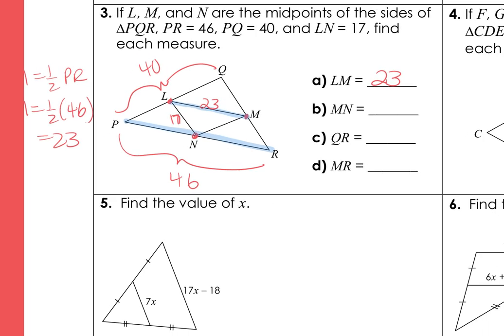Okay, the next one I'll need to do is MN. So if I take a look, I've got MN is going to be parallel to PQ. I'm going to use that triangle mid-segment theorem once again. MN is going to be half of PQ. PQ is 40. Half of 40 is going to be 20.